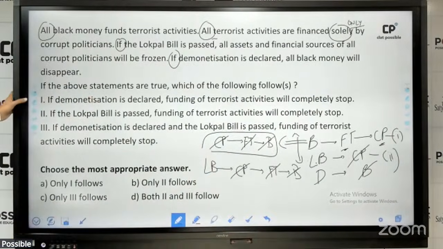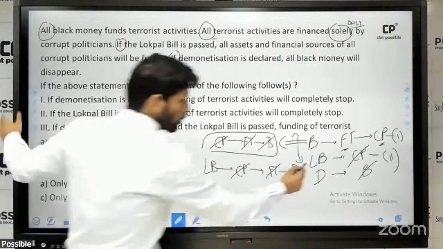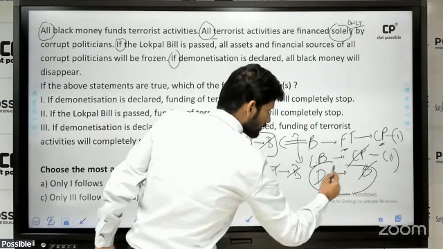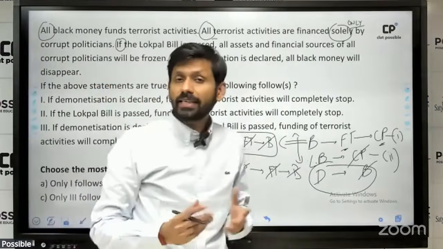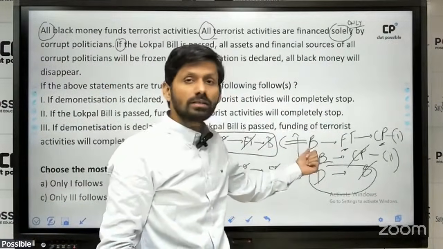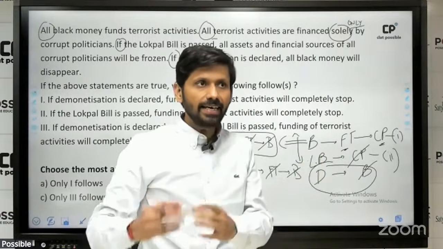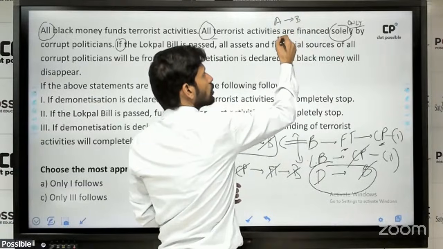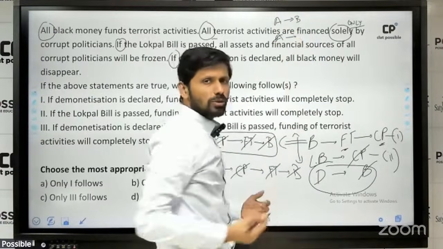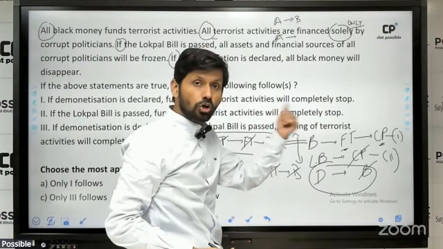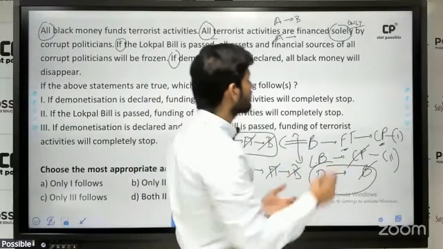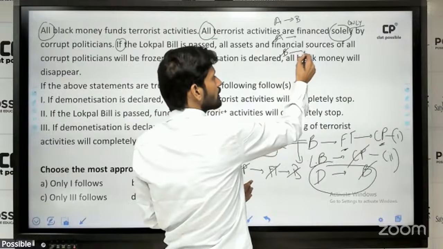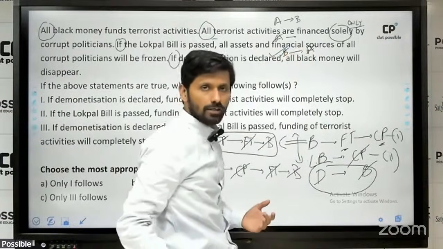Okay, now look at the first one. If demonetization is declared, funding of terrorist activities will completely stop. तो देखो D, not B दिया हुआ था, और not B से we cannot conclude anything because B is on the left side of the arrow. क्या था? A then B. Remember this? A then B. Not A से कुछ conclude कर पाएंगे? नहीं. Not A, not B is only a possibility. हम क्या conclude कर पाते हैं किससे? Not B, then not A. This is what we want, right?